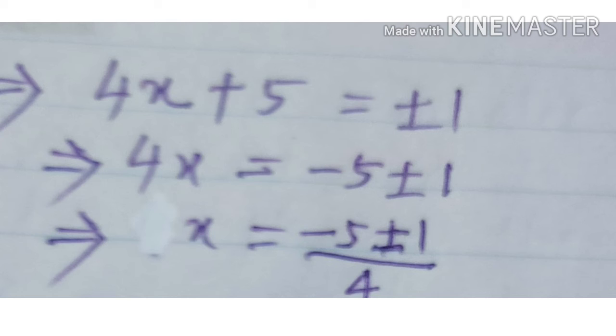Now taking the square root of both sides of the resulting equation, we have 4x + 5 = ±1. This implies that 4x = -5 ± 1. This implies that x = (-5 ± 1)/4.